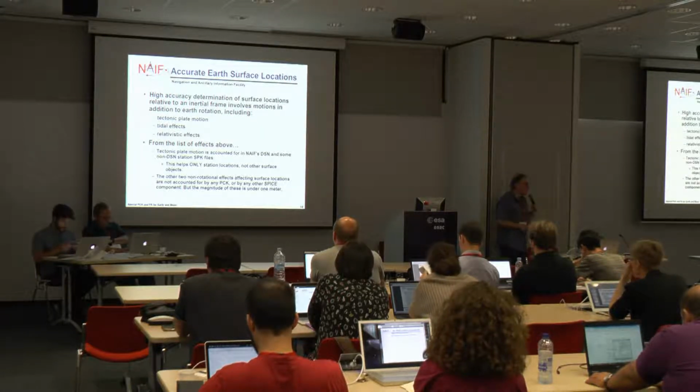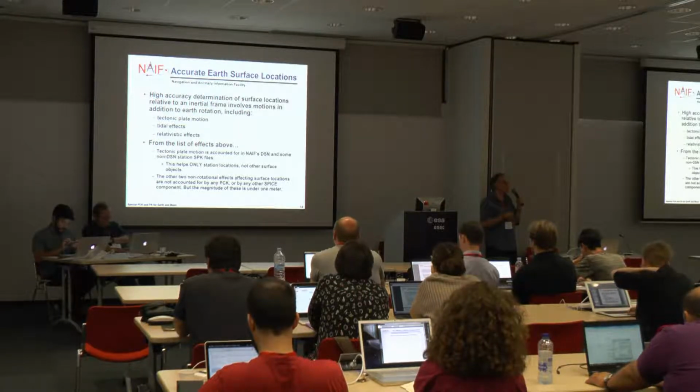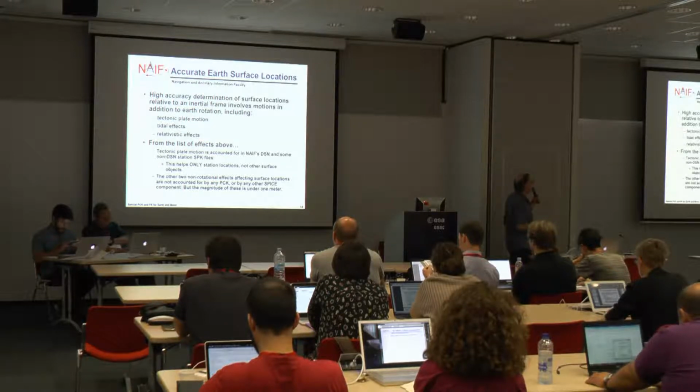What we're providing with the binary Earth PCK is high accuracy Earth orientation. But that's only part of the inputs needed to produce very high accuracy station locations referenced to the center of the Earth in an inertial frame.